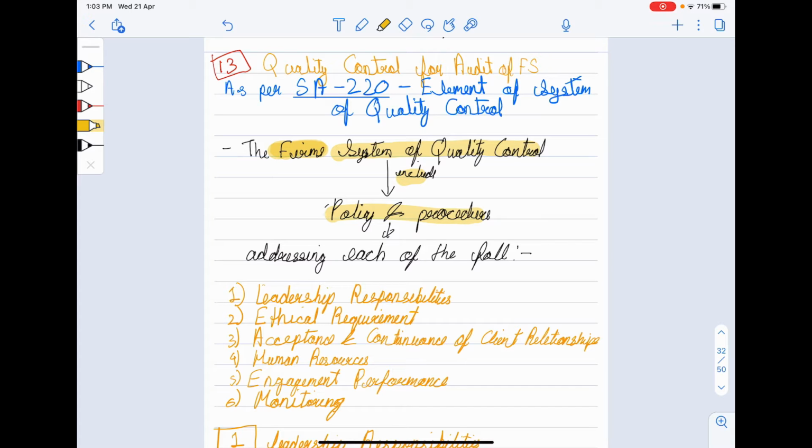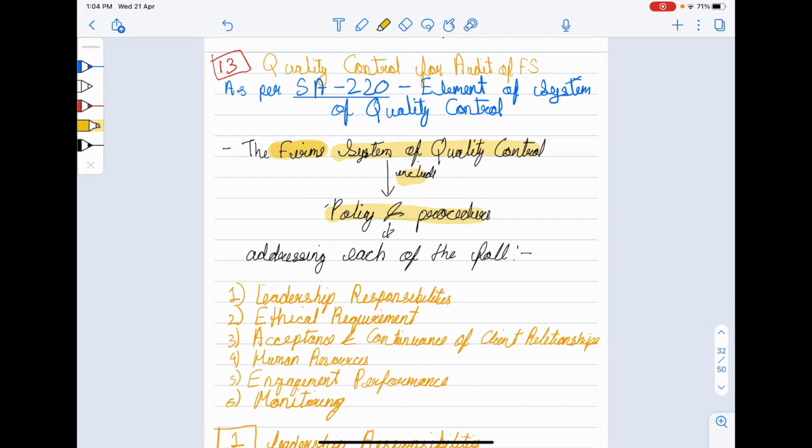First one is leadership requirement, second is ethical requirement, third is acceptance and continuance of client relationships, fourth one is human resources, fifth one is engagement performance, and sixth is monitoring. So these 6 points are addressed by the firm's system of quality control policies and procedures.